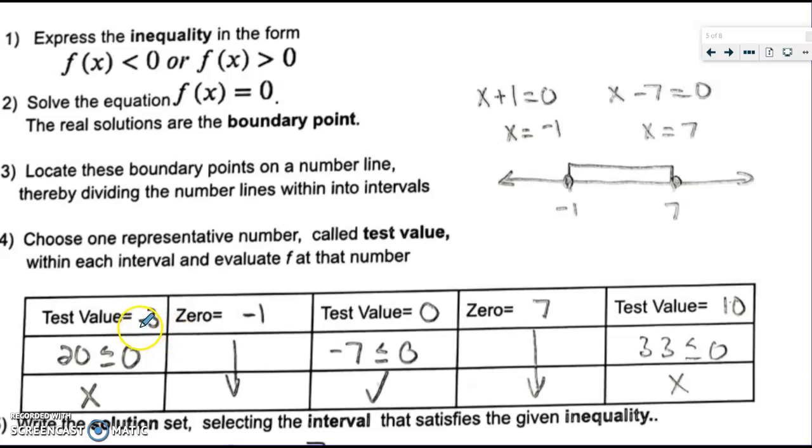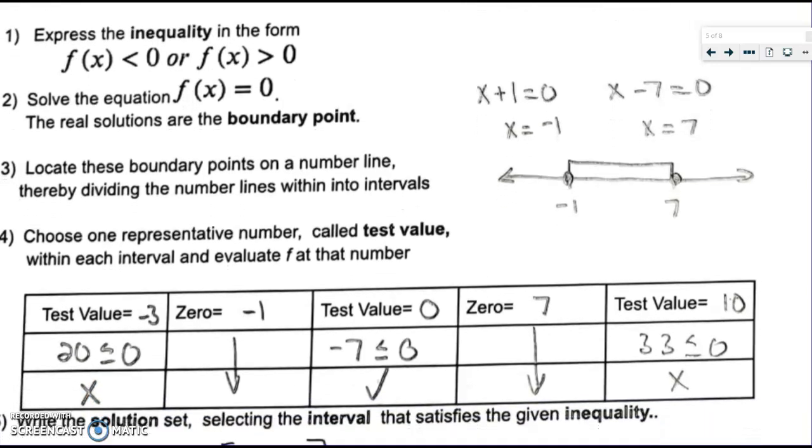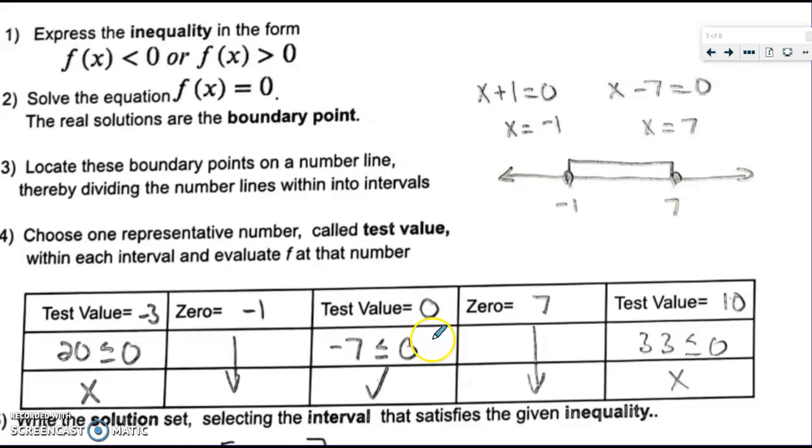Then I chose a value that is less than negative 1, a value between negative 1 and 7, and a value greater than 7. Plug those values in. I saw that negative 3 is not a solution to that inequality, so that's not included in the solution set. Then I plug 0 into the inequality and I got negative 7, which is less than 0, so it is a solution. Then I plug 10 into the inequality and I got 33, which is not less than or equal to 0, so it's not a solution.